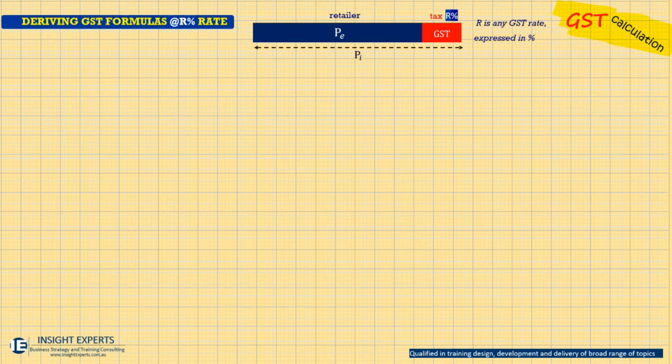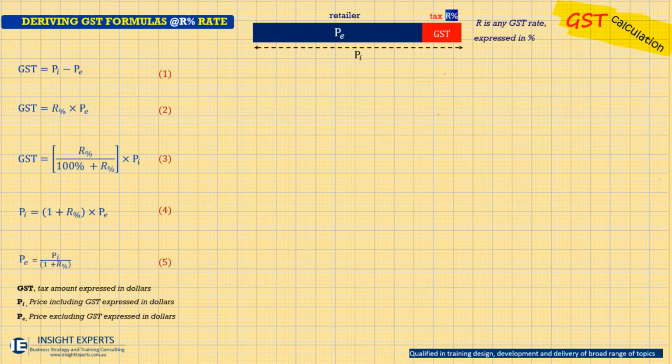Now, to determine the formulas, let's consider this product represented by this block, whose price before tax is PE, after tax is PI, and GST is the tax amount which is applicable at any variable rate. For instance, we will call it R. So R is any GST rate and is expressed in percentages.